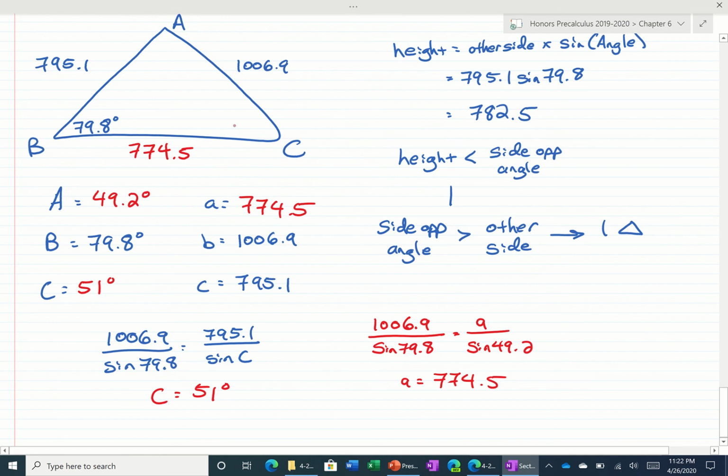All right. All right. So let's just double check. Largest angle, largest side, smallest angle, smallest side.